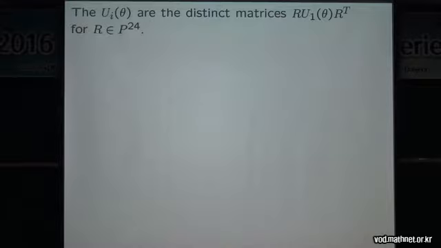Now, the U_i of θ, suppose you're given one of them. So say U_1 of θ. Then you get the others by taking any rotation R in P24 and calculating R U_1 R transposed. Okay, so some of those will be equal. So you won't in general get 24 distinct matrices. You will get some number that divides 24, actually. So in the case of cubic to tetragonal, you just get 3. In the case of cubic to orthorhombic, you'll get 6.